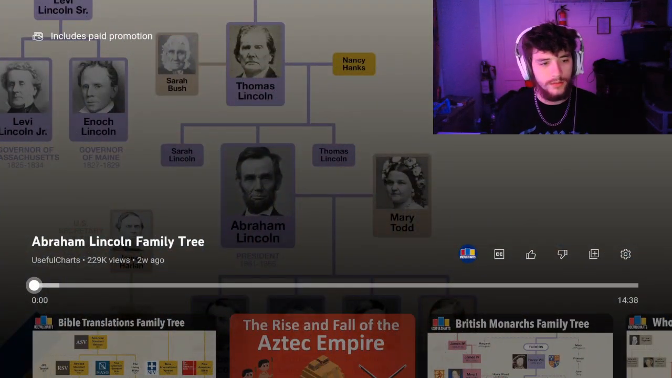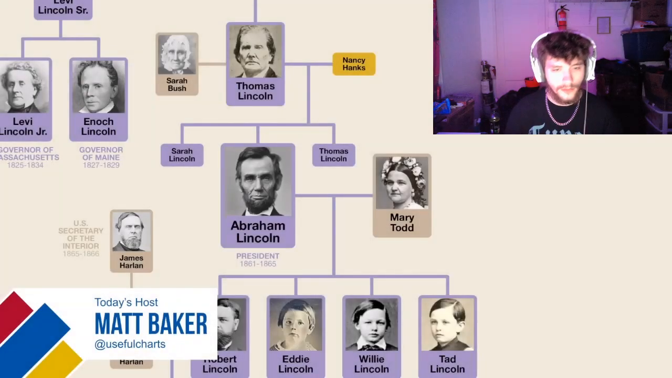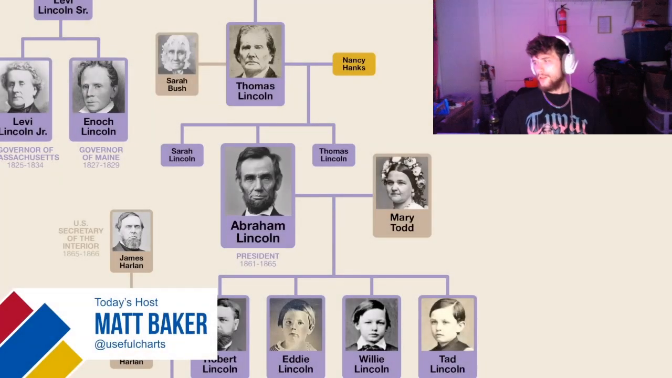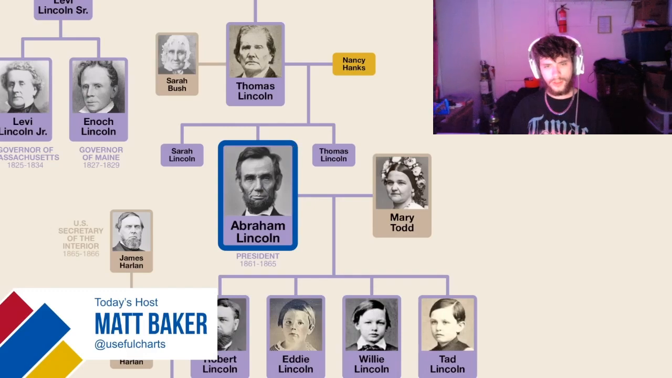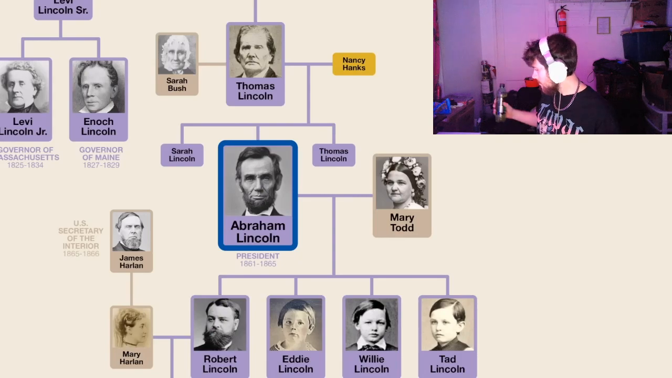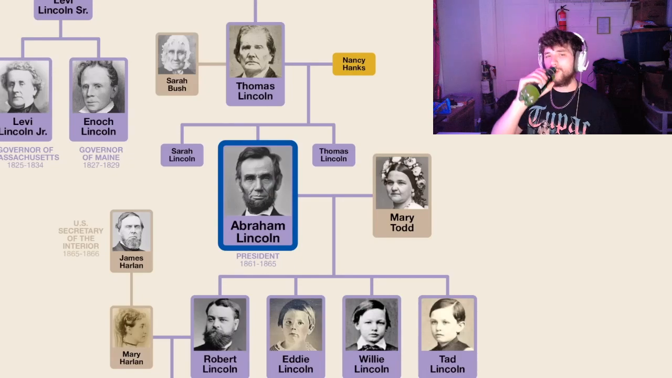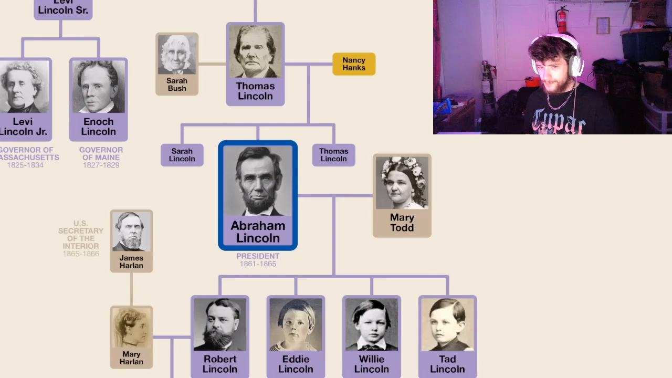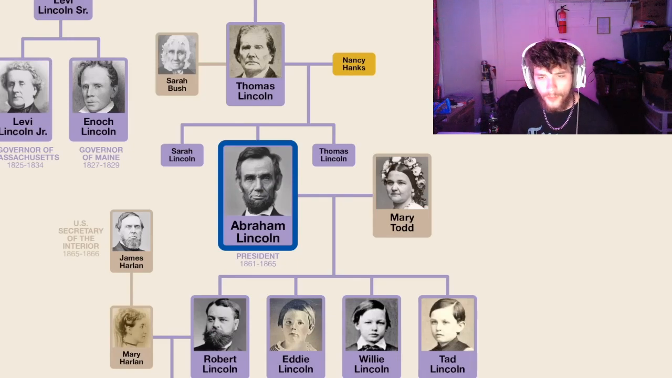Let's go. Hi, this is Matt Baker. Today I'm going to show you the family tree of Abraham Lincoln, the 16th President of the United States. On every ranking of the greatest U.S. presidents, you will find Abraham Lincoln somewhere near the top. If he's not at number 1, he's probably number 2 or 3. This is because he was the president during the U.S. Civil War, and as such, he helped to abolish slavery and to preserve the Union. So we'll be looking at his ancestors as well as his descendants.